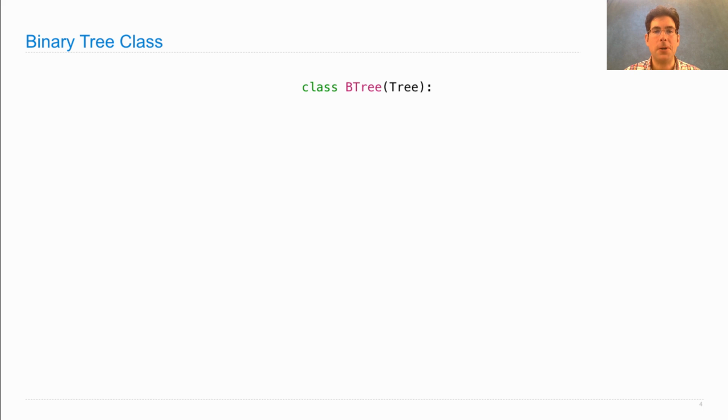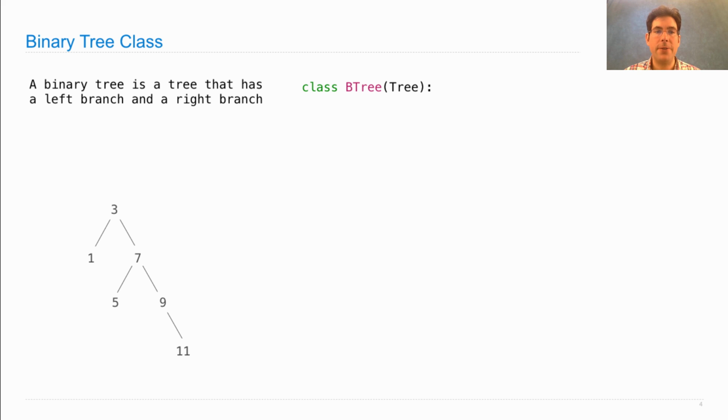We're going to define a class called BTree, which stands for binary tree. It will be a subclass of the tree class we've already developed. A binary tree is a tree that has a left branch and a right branch. Here's an example. So 3 has the left branch with 1 in it, and the right branch with all this other stuff in it. And then this is a leaf. Notice it has no branches. Here we see a node where there's a right branch, but no left branch. And that distinction is important. In a binary tree, you need to know what's left and what's right, not just how many branches there are.